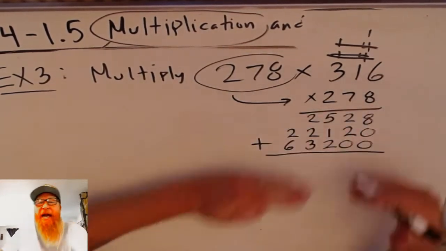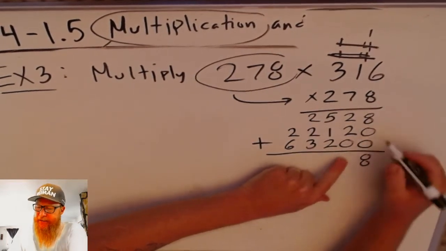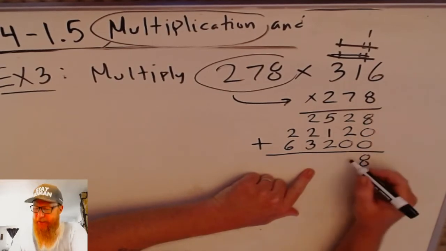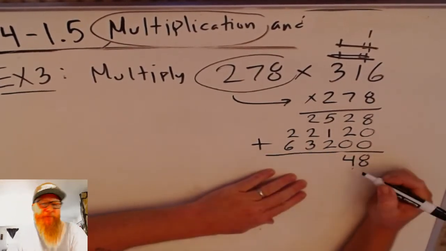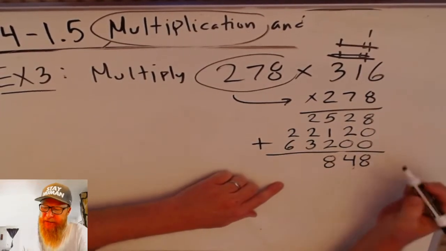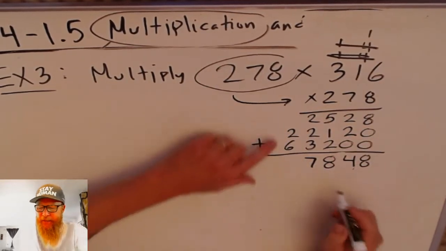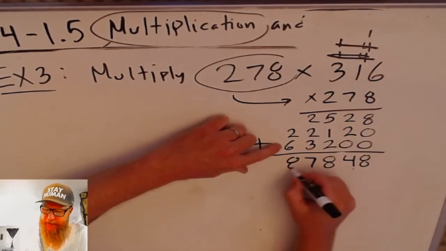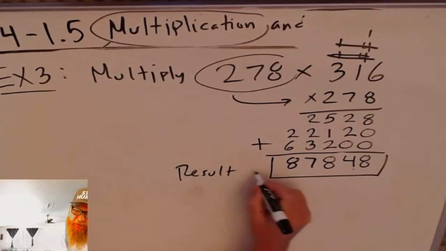And now we're adding in columns. So 8, 0, and 0 is 8. 2, 2, and 0 is 2. Oh, no, it's not. It's 4. Just testing you. 5, 1, and 2, that's another 8. 2, 2, and 3, that's 7. And 2 and 6 is 8. And so there's your answer. This is what we call the result.